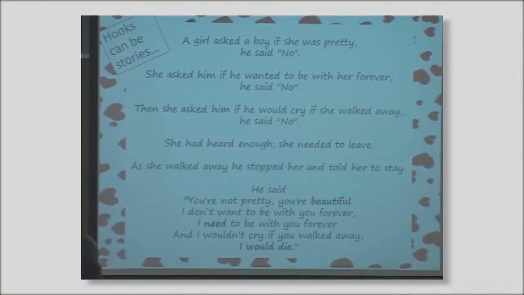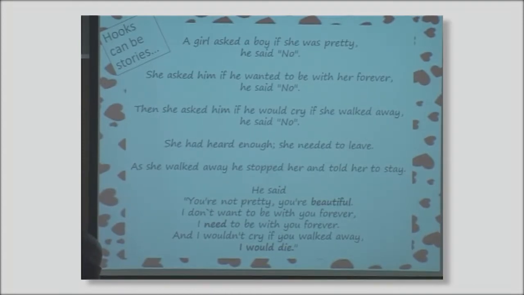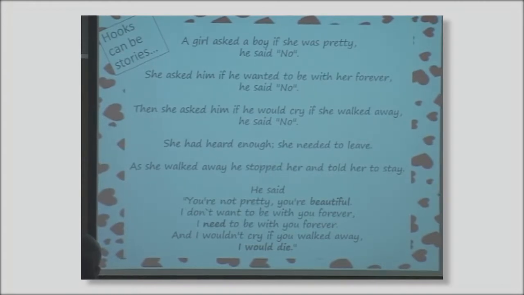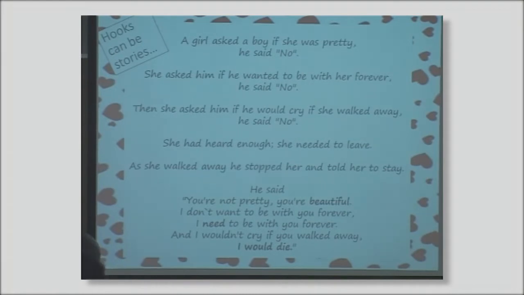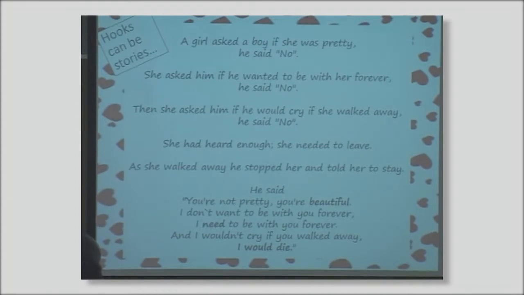A girl asked a boy if she was pretty. He said no. She asked him if he wanted to be with her forever. He said no. And then she asked him if he would cry if she walked away. He said no, and she had had enough. She needed to leave. And as she walked away, he stopped her and told her to stay, and he said, "You're not pretty, you're beautiful. I don't want to be with you forever. I need to be with you forever. And I wouldn't cry if you walked away, I'd die."